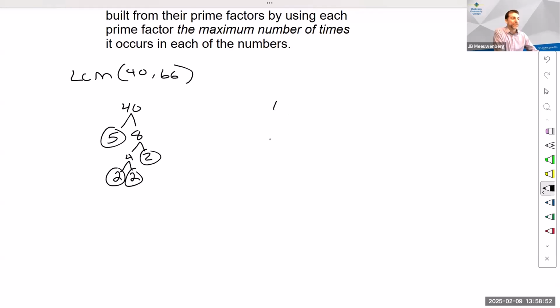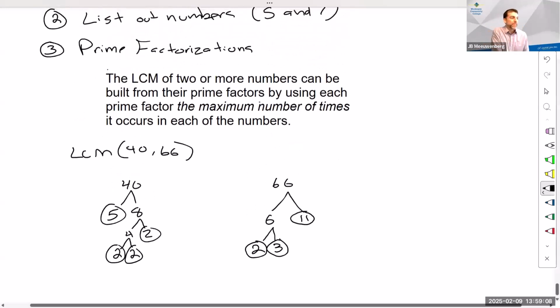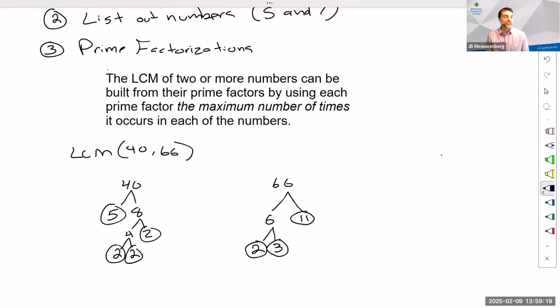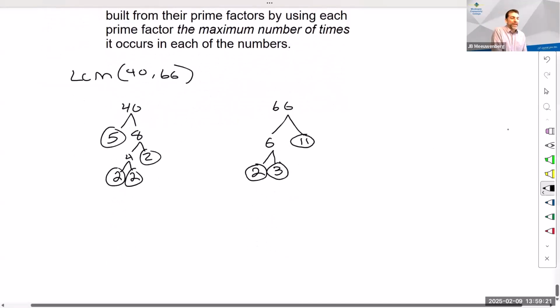And then for 66, 66 could be 6 times 11, and then 6 is 2 times 3. So we just look at the numbers that I have circled there. Those are only prime numbers. And then if we go back to the definition, we build the least common multiple from these prime factors by using each prime factor the maximum number of times it occurs in each of the numbers.